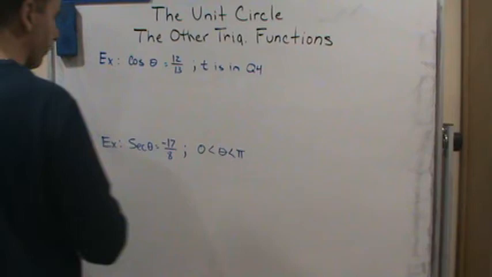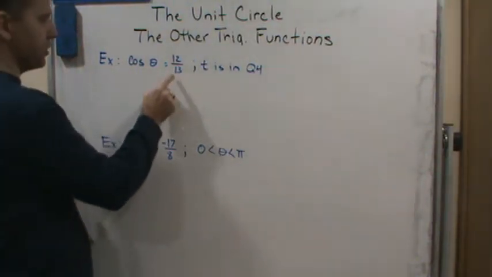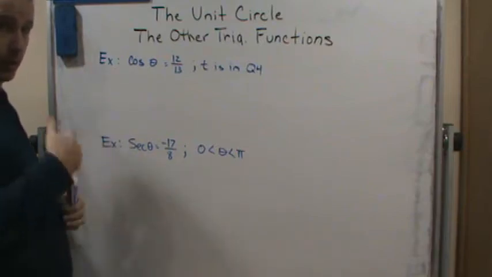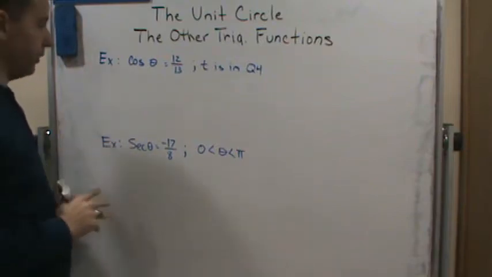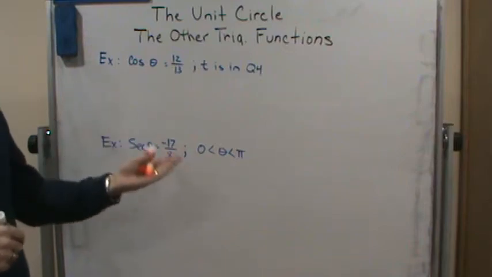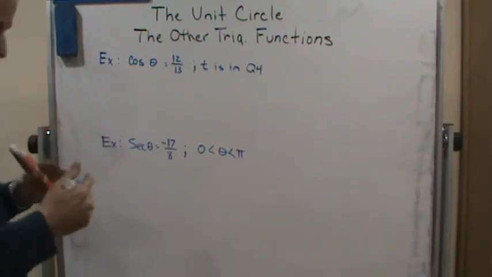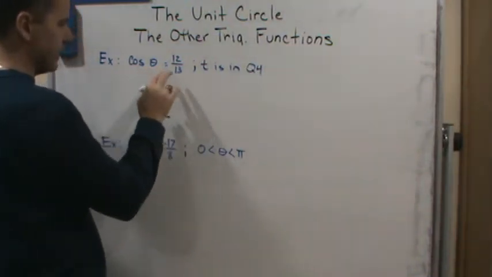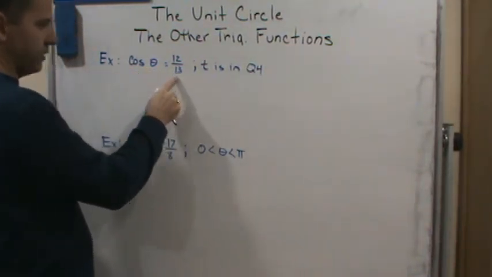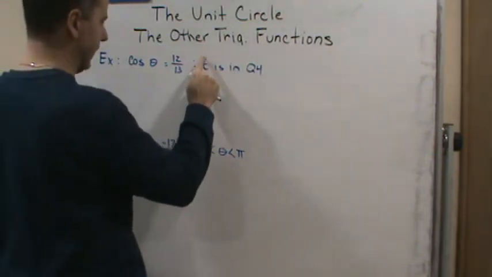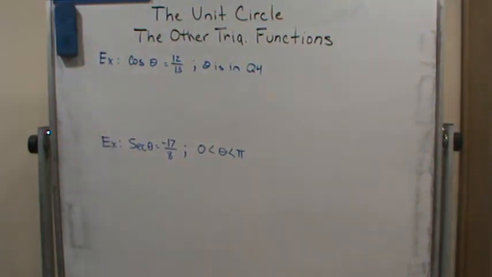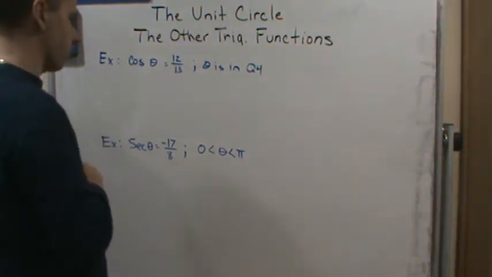Okay, so now, again, I could use the ratios and solve this using the Pythagorean identity of x squared plus y squared equals 1. But I'm not going to do that. I'm going to use the Pythagorean identity given in the trig form. Okay, so what they're giving me is cosine theta is equal to 12/13, and they're telling me that the angle, not t, theta is in quadrant 4.